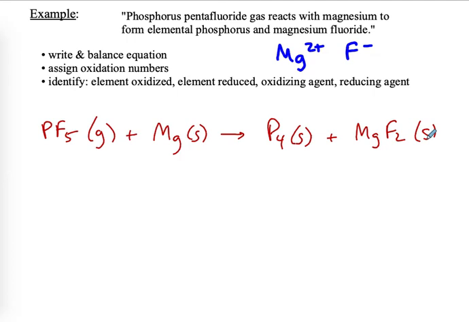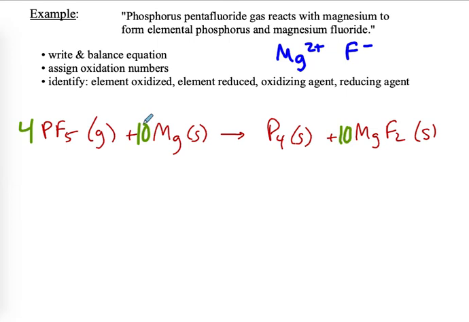Let's see. To balance this equation, I'm going to save magnesium for last. I think I'm going to start by balancing phosphorus, and I'll do that by putting a 4 before the PF5. That balances phosphorus. That gives me a total of 20 fluorine atoms on the reactant side. So to get 20 fluorine atoms on the product side, I will need a coefficient of 10 before magnesium fluoride. To finish up, I have 10 magnesium atoms on the product side. To get 10 magnesium atoms on the reactant side, I will put a 10 here.